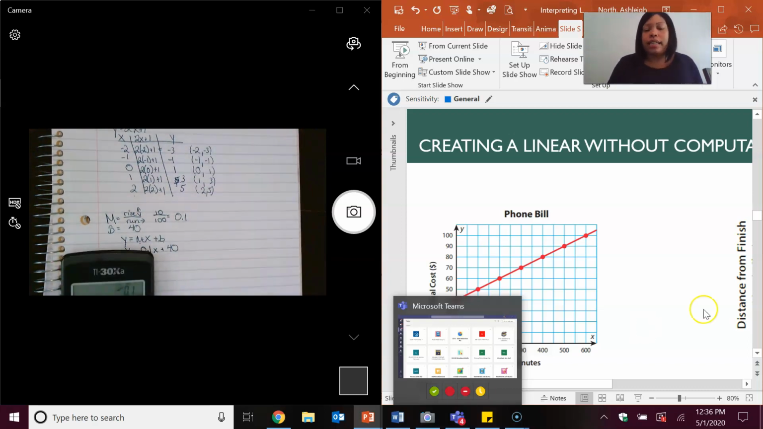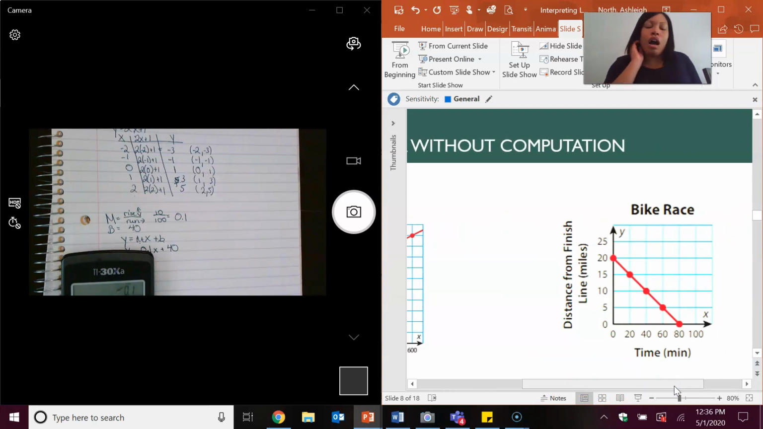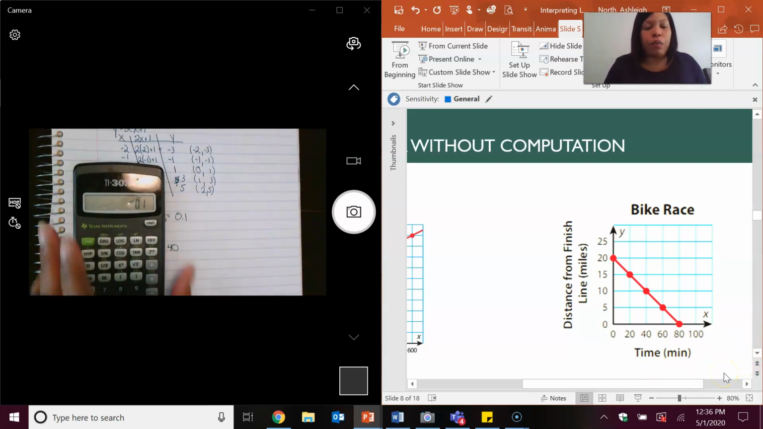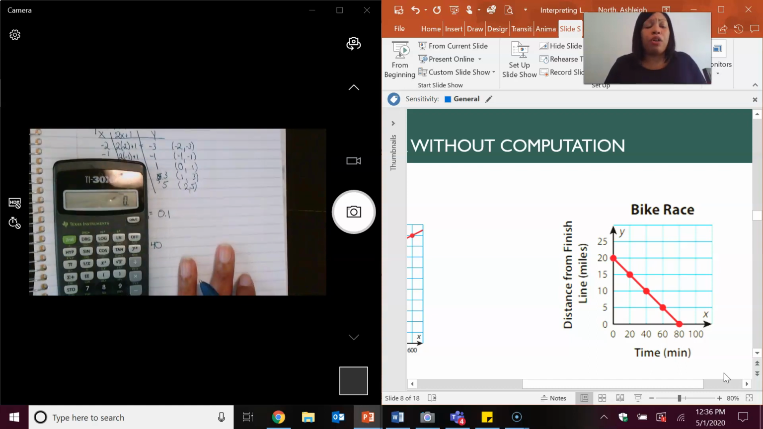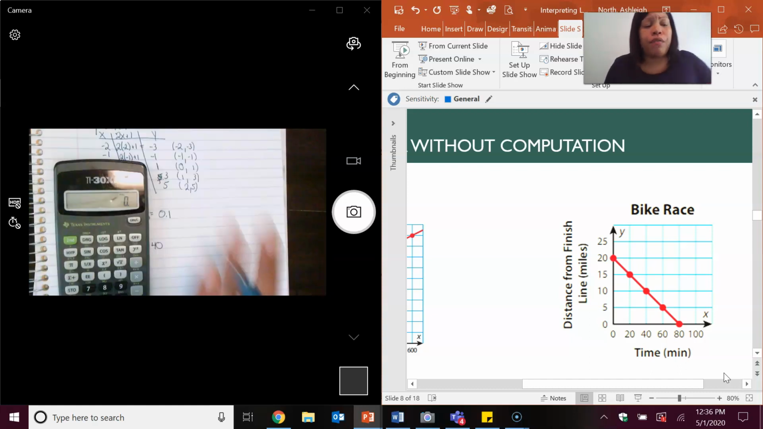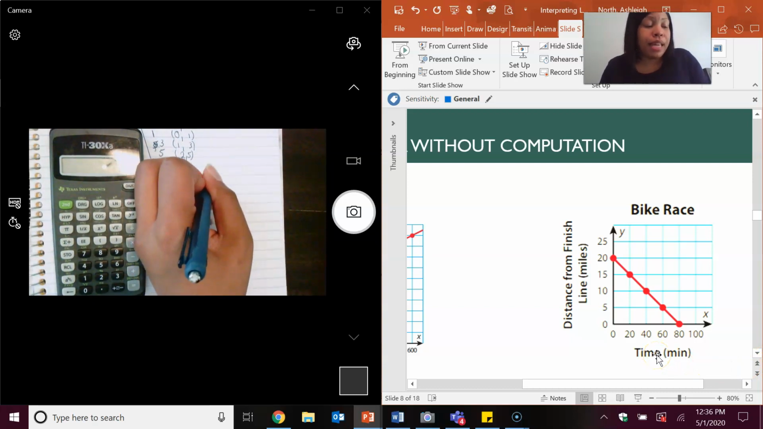Cool? Let's look at the next one. With the next one, I'm going to move it over. I have a relationship between the time it traveled to the distance from the finish line. So I wanted to use this one, y'all, because it actually has a negative representation, and I want to be able to just basically expose you to negative numbers and negative representations. So, again, I'm going to do the exact same steps. And sometimes, y'all, we just need these steps.